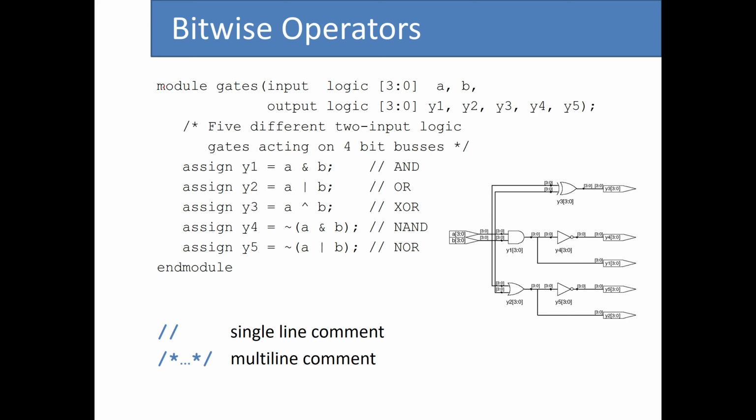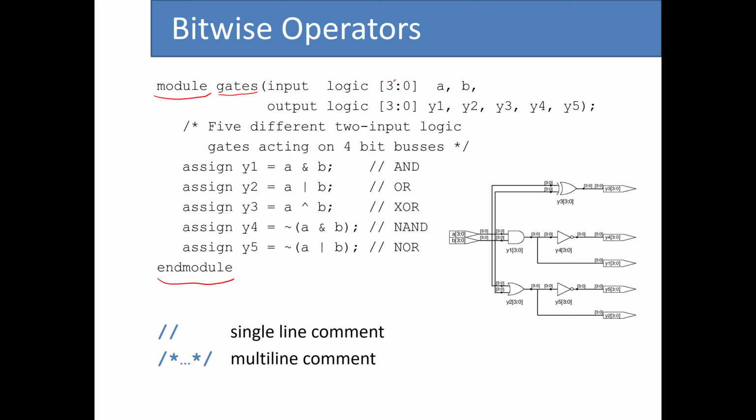As I said before, we need to specify the module by module and end module. And then we have to give it a name. Here I just gave it this generic name, gates. Inside parentheses, we have to list the set of inputs and outputs that we have for the module. So we have input as the keyword, logic again as another keyword that says to System Verilog that the sets of inputs are logic values, so true or false.